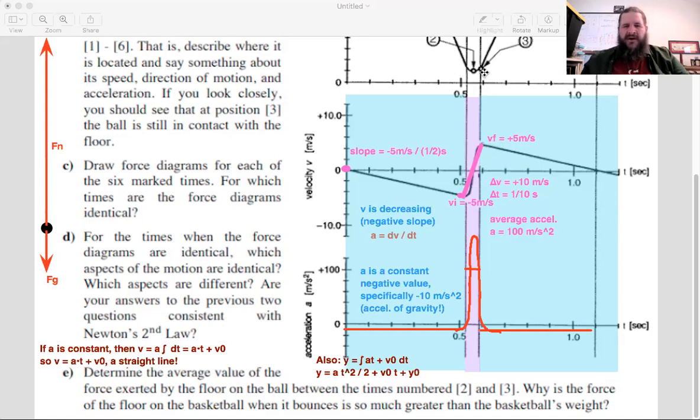At point 3, though, point 3 is after the ball has started to rebound back up. It's still in contact with the ground. It's just about to leave the ground, in fact. Let's zoom in on that point. Let's focus on that point, at that instant in time, time 3.